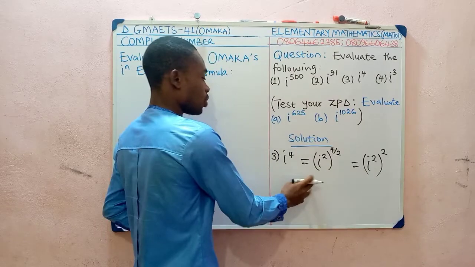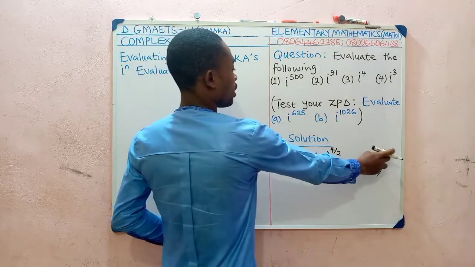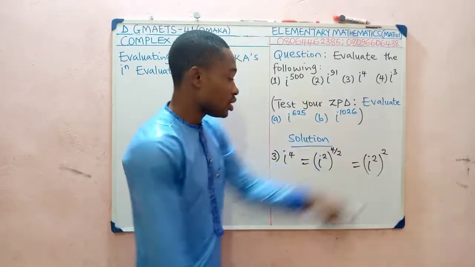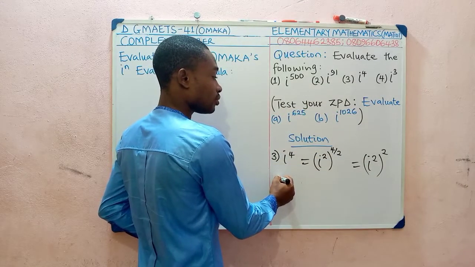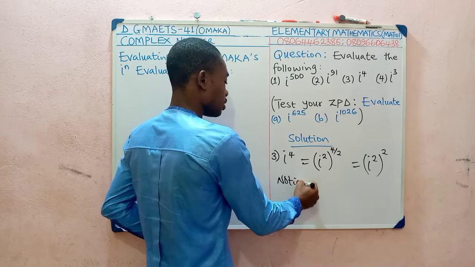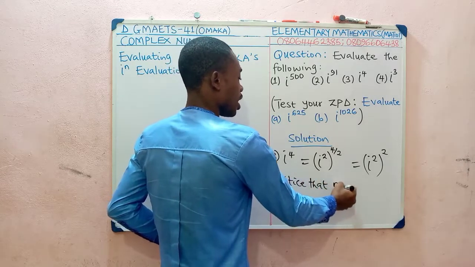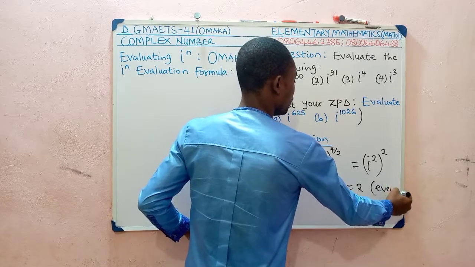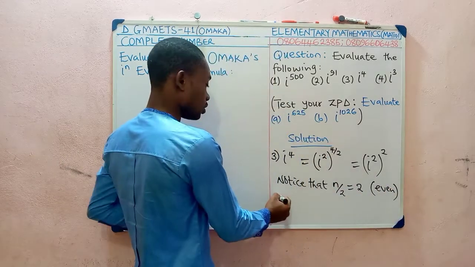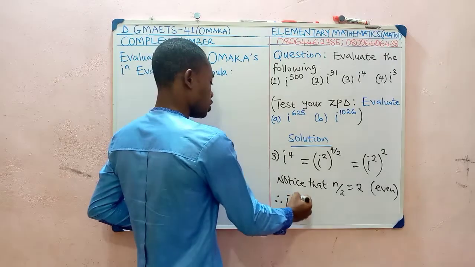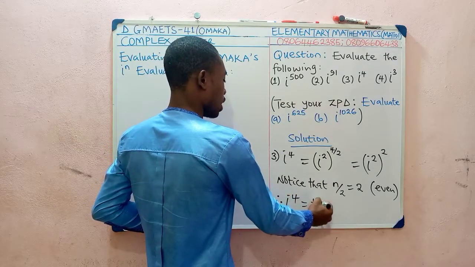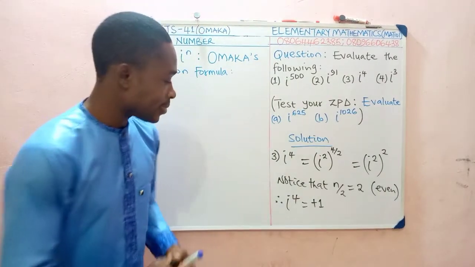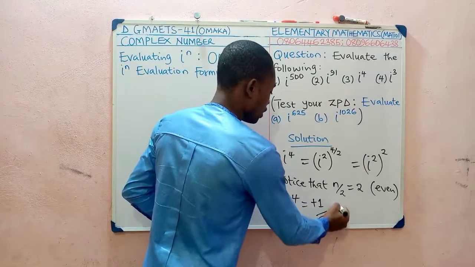2. Now we're going to notice that the power here is an even power. Look at the outside power. So let me write, notice that n over 2 is equal to 2, and this is what? Even. Therefore, i raised to power 4 is equal to plus 1. It's equal to plus 1, or you can simply say 1. Is that okay? Alright, so we're done with this.